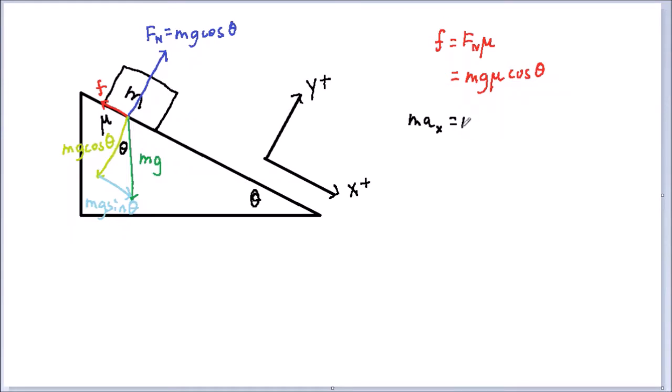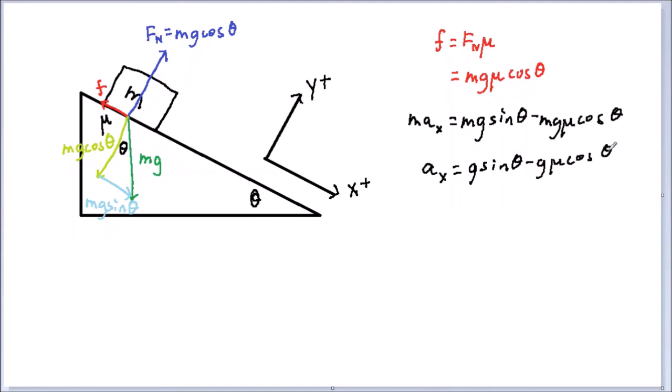So we have mg times sine theta. And then in the negative direction, we're going to have this friction, which we calculated as mg mu cosine theta. So we're going to subtract that, minus mg mu cosine theta. And now if we divide by m on both sides of this equation, we get a sub x, the acceleration in the x direction, equals g sine theta minus g mu cosine theta.